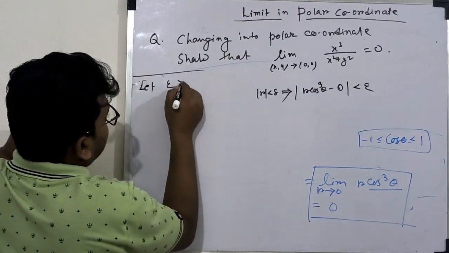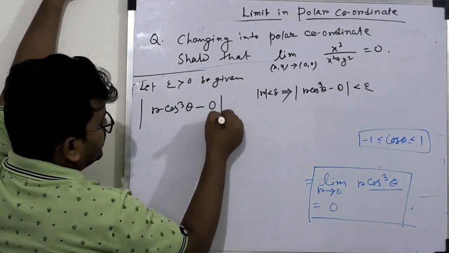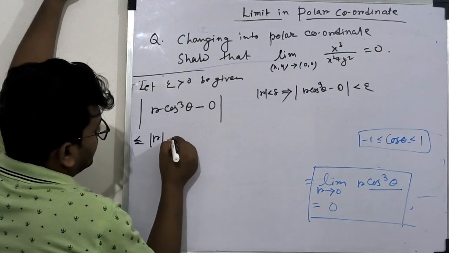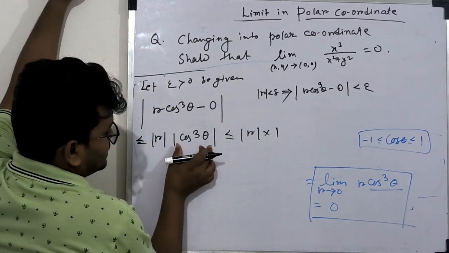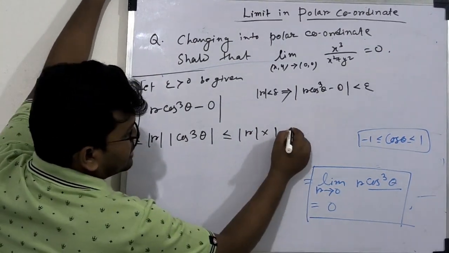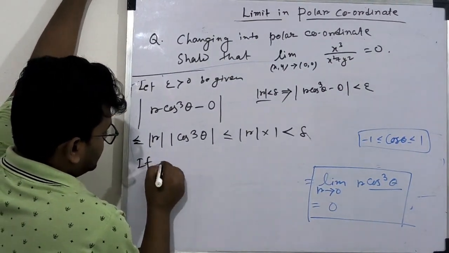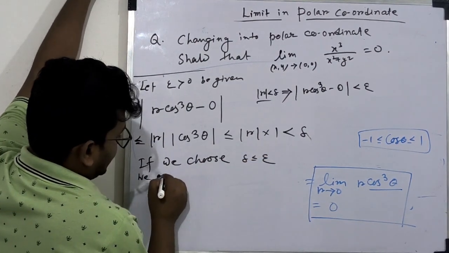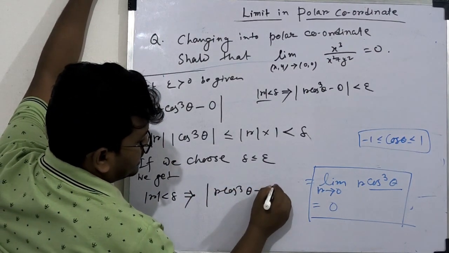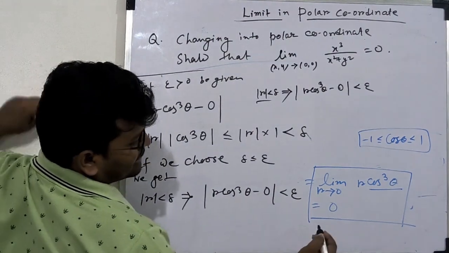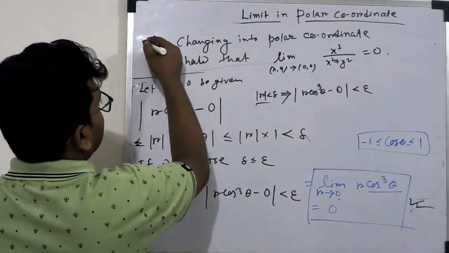For that, let epsilon greater than 0 be given. Then we find |r cos cube theta minus 0|, which is less than or equal to modulus r into |cos cube theta|, and this is less than or equal to modulus r into 1, as it has maximum value 1. So this is less than delta whenever we take modulus r less than delta. If we choose delta less than or equal to epsilon, then modulus r less than delta implies |r cos cube theta minus 0| less than epsilon. So the limit r tends to 0 of r cos cube theta equal to 0. The proof is done, and this question is done.